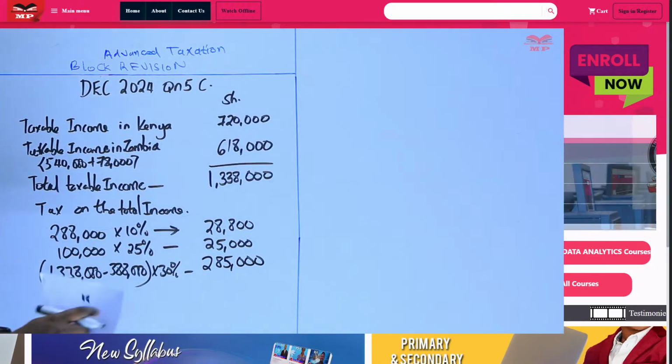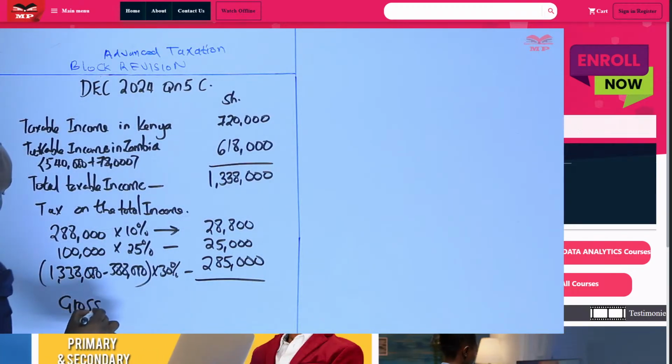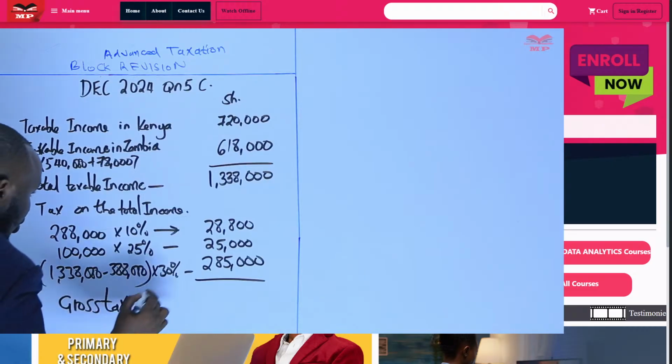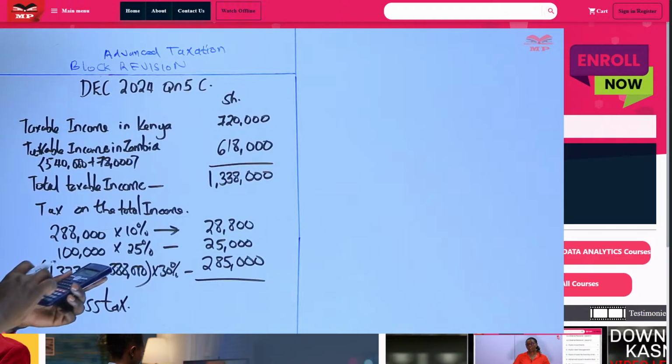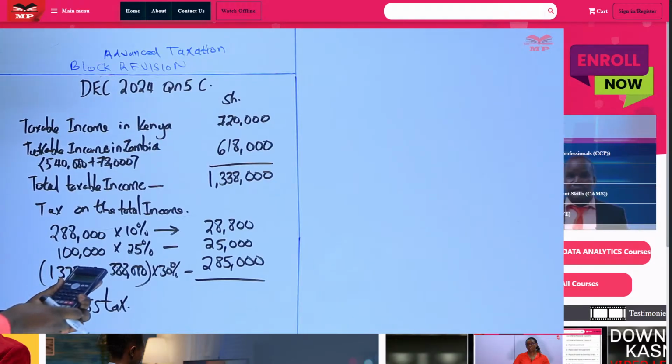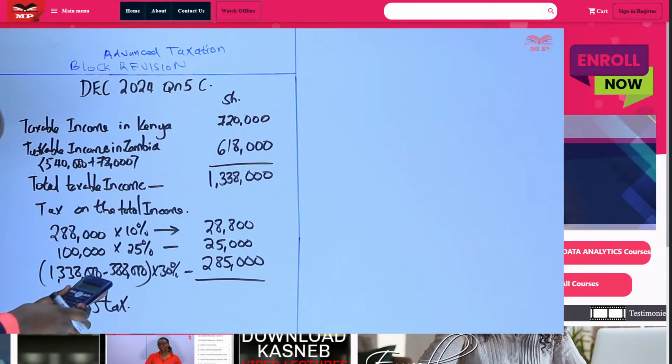So with 285, now we get what we call the gross tax. The gross tax, we had 285, we add 285 plus 25 plus 28,800.